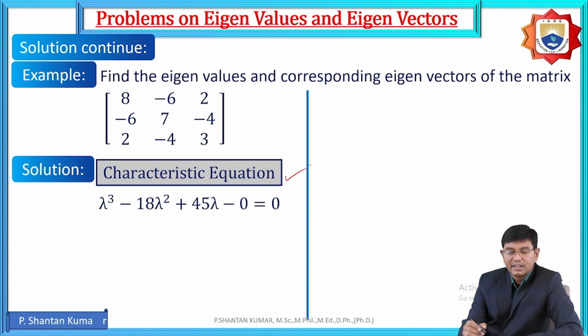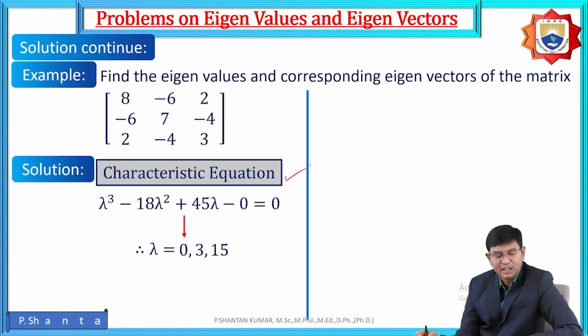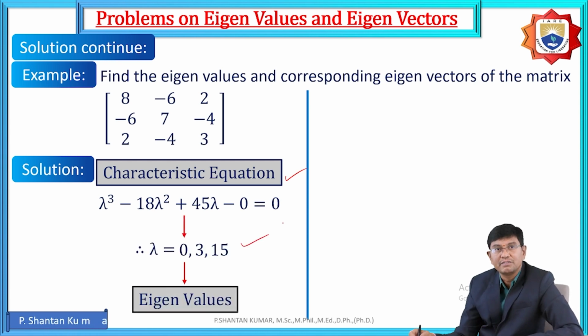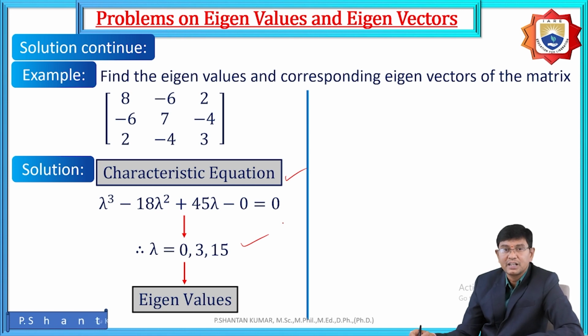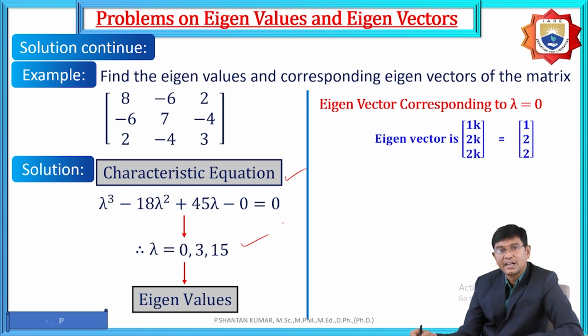In this matrix, the characteristic equation is like this, and by solving that, the eigenvalues are 0, 3, 15. The corresponding eigenvectors we found already. That is case one, lambda is equal to 0. The eigenvector is 1k, 2k, 2k. Here by taking k is equal to 1, we obtain 1, 2, 2.